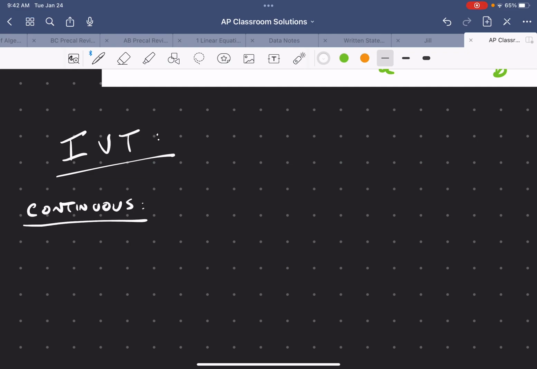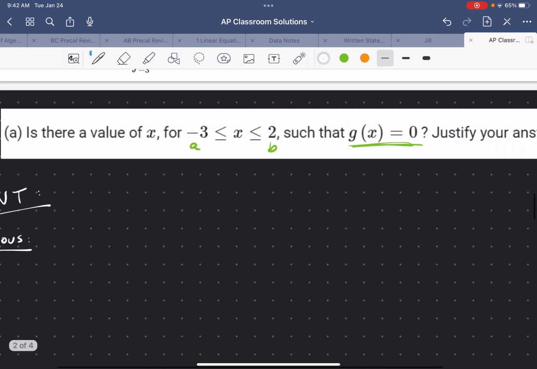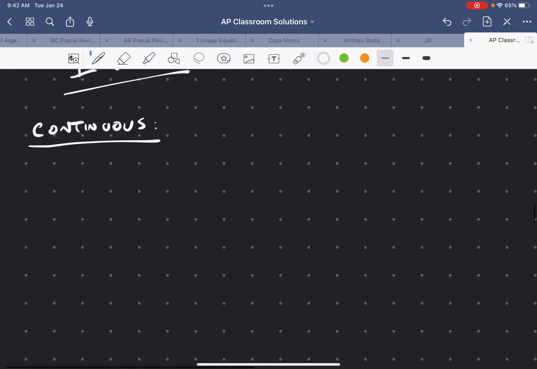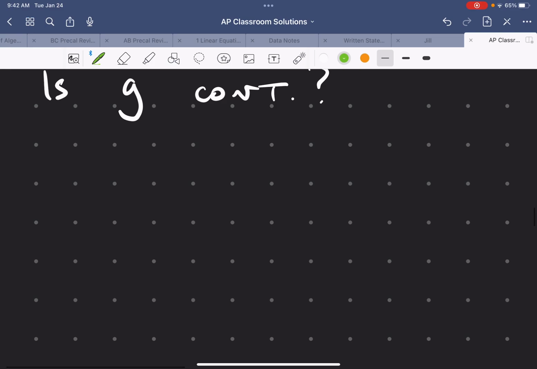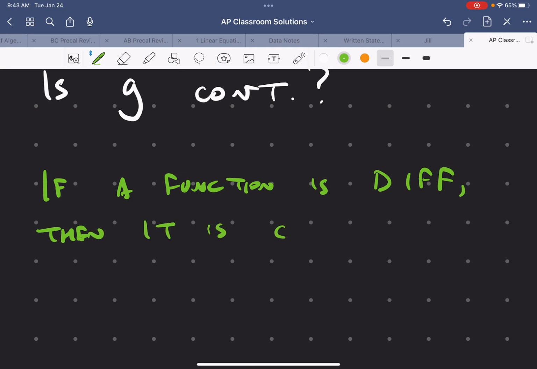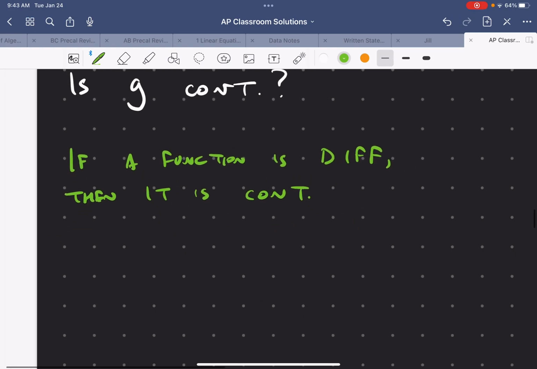So in order to get full credit for this question, I believe this is scored at like 2 points. 1 point is purely just addressing the continuity. So the question here is, this is all about g. So is g continuous? Well, the big idea here that would bring this together is that if a function is differentiable, then it is continuous. And this is something that we covered way back in Unit 1, when we first studied continuity with derivatives. If you can show that a function is differentiable, then it must be continuous. So can we show that g is differentiable?